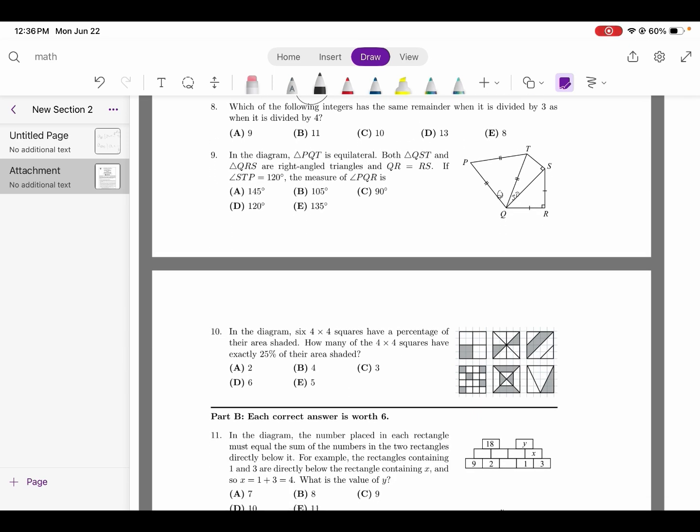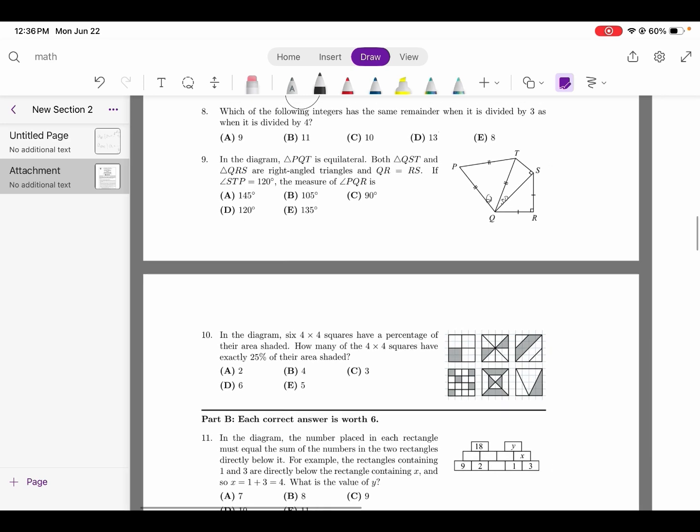Okay. Question 8, which of the following integers has the same remainder when it is divided by 3 and 4? You could either go through each of them one by one and see that 13 has remainder 1 when it is divided by 3 and 4. Or you could just see that 3 times 4 is equal to 12, and then 12 plus 1 is equal to 13. So then 13 is congruent to 1 when it is divided by 3 and 4.